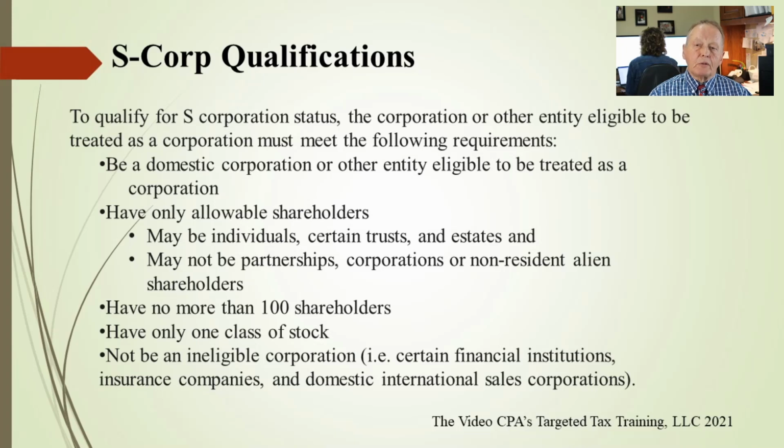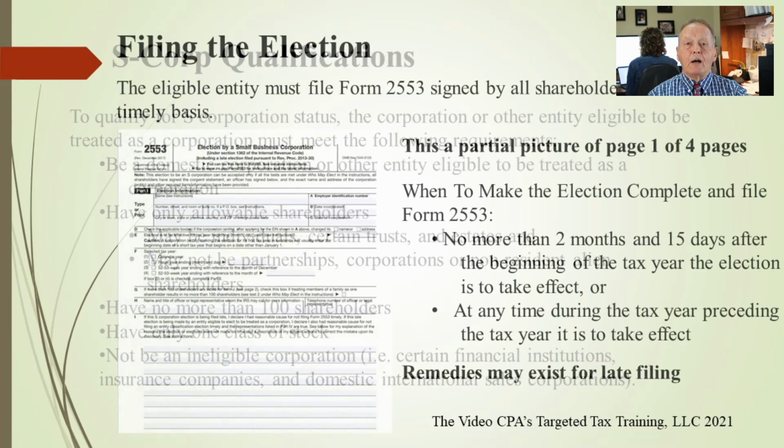And then there are some types of businesses that are not eligible to be S corps, and that would be certain financial institutions, insurance companies, domestic international sales corporations. Those are examples that are given by the IRS. So when you look at possibly electing S corp status, you need to look at what kind of business you've got.